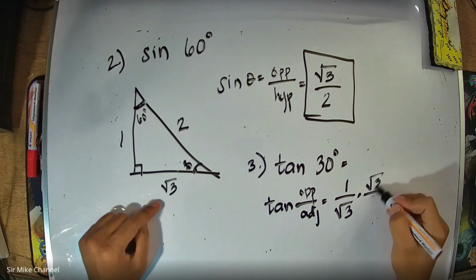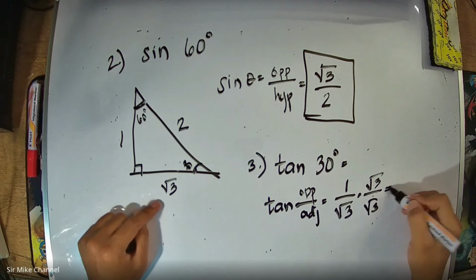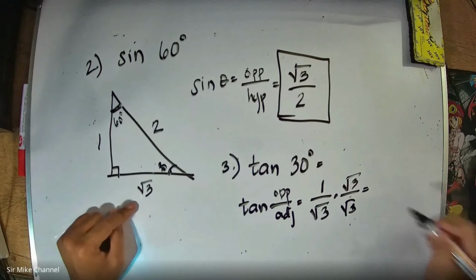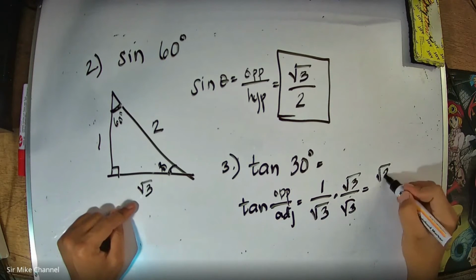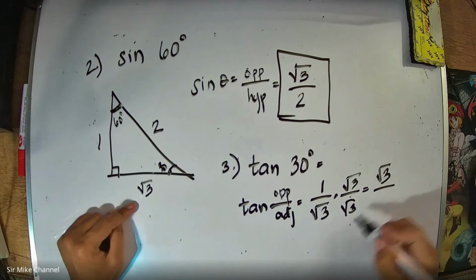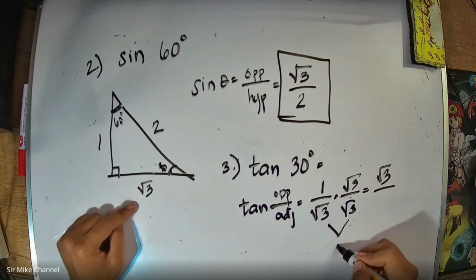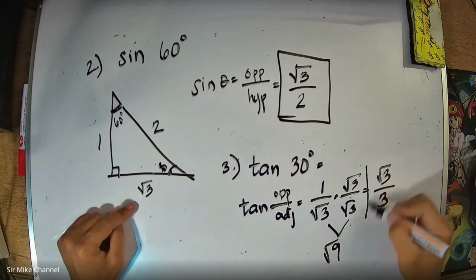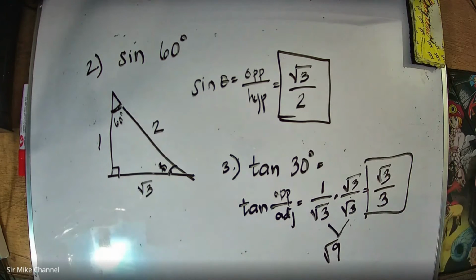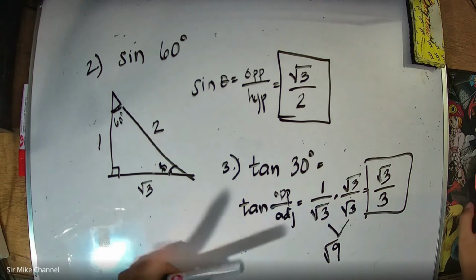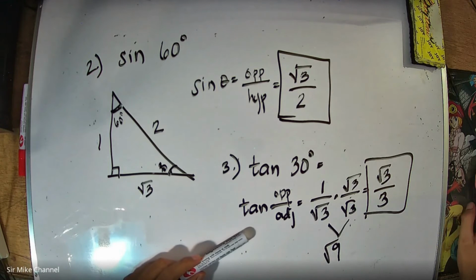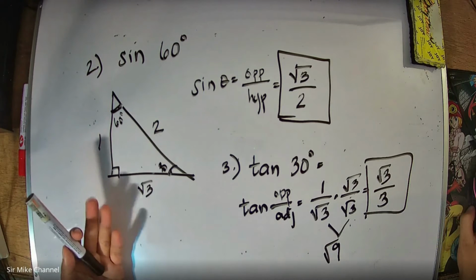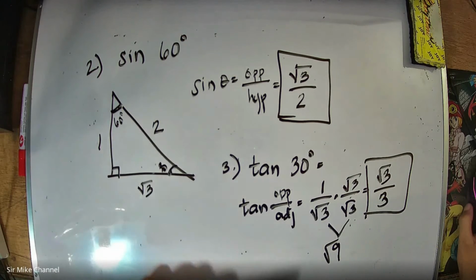Square root of 3. Ito is square root of 3. Then, magiging square root of 3 over. So, ito ay magiging 9. Diba? So, square root ng 9 ay 3. So, the answer is square root of 3 over 3. Yan po ang equivalent ng tangent 30 degrees. Okay, so ganun lang. So, pwede mo siyang isolve using the calculator.